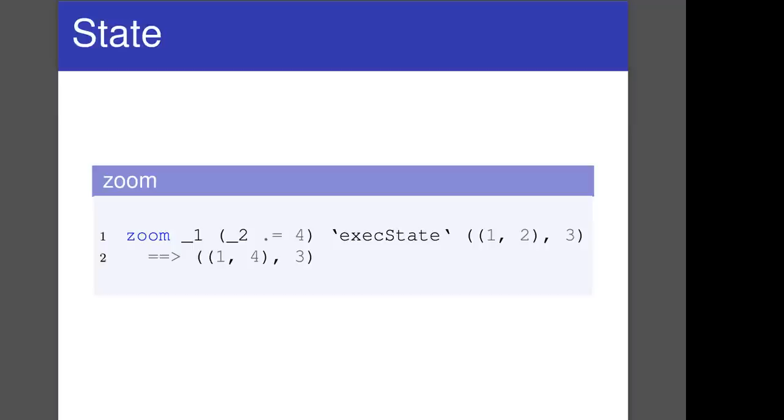first product and run a stateful action on that, where under bar 2 there is referring to the 2 in my original state. And then the result of that becomes 1 comma 4 as a product, comma 3. So zoom is letting me look into parts of my state.